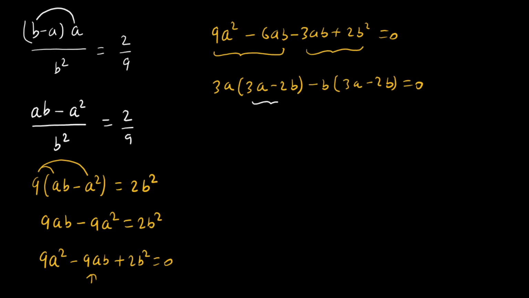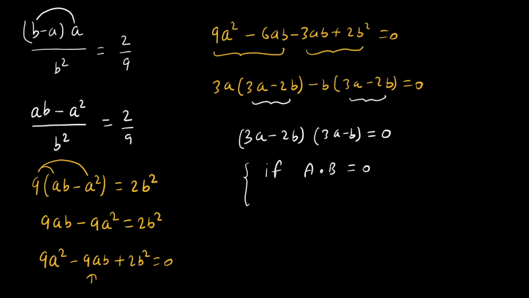Here 3 times a minus 2 times b is common. Then (3 times a minus 2 times b) times (3 times a minus b) is equal to 0. Here we will apply the rule: if a times b is equal to 0, this implies a is equal to 0 or b is equal to 0. If we apply this rule, then 3 times a minus 2b is equal to 0, and 3 times a minus b is equal to 0.